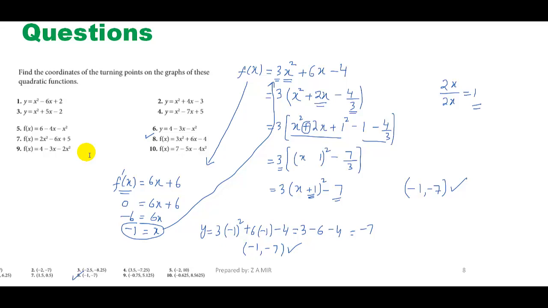I hope you understand how to use completing the square to find the turning point of a quadratic function. And students, this method, completing the square, is only applicable for quadratic functions. We cannot use this for other functions, that is cubic, reciprocal and exponential, like these functions. We can't use completing the square to find the turning point. Only differentiation can be used for all the functions, even for quadratic functions as well.